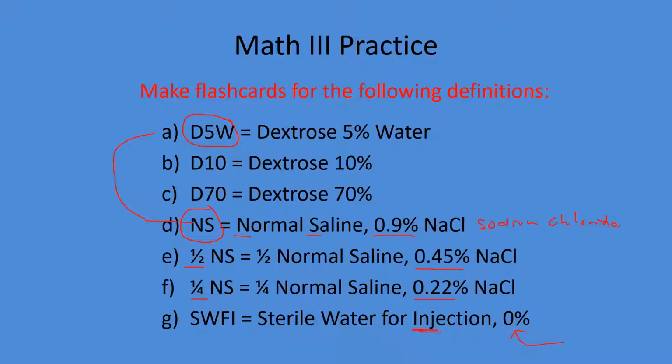Dextrose 10%, a little more concentrated. Dextrose 70%. You got to dilute it before you put it in their veins. Food, when we have to feed you through your veins. So if you can't get food through your GI tract, blockage or surgery, then we got to feed you through your veins. Put sugar through your veins. And then we got to use a little higher concentration. Make flashcards, get to know those definitions.